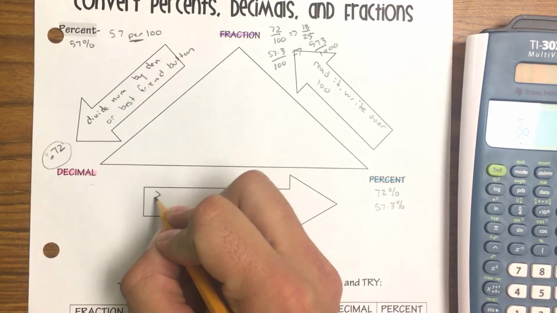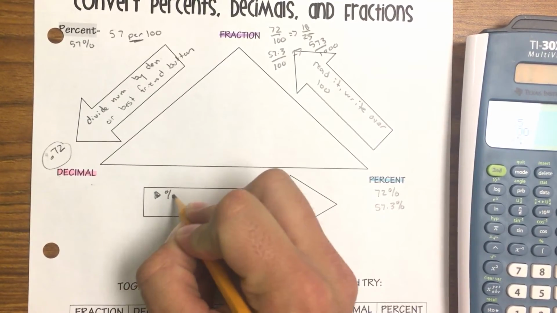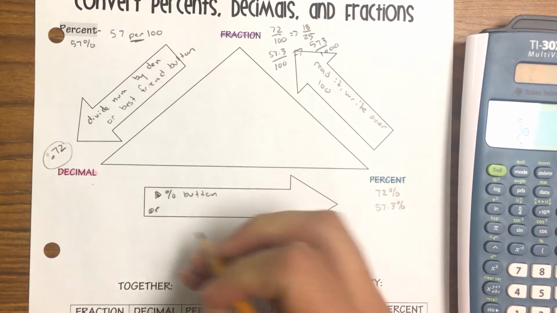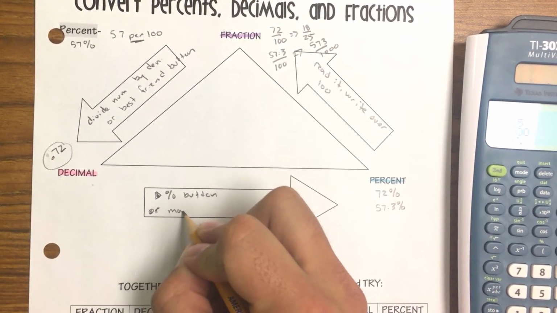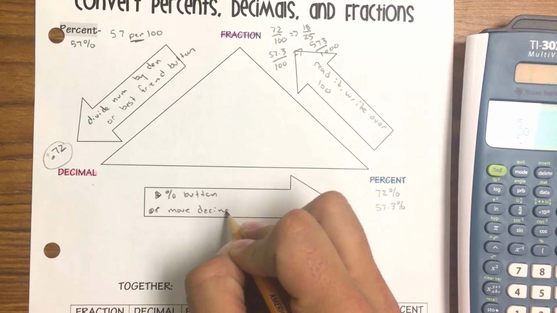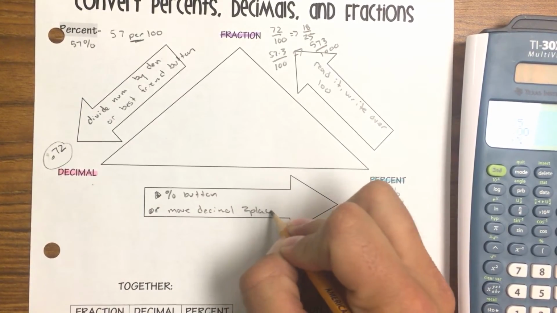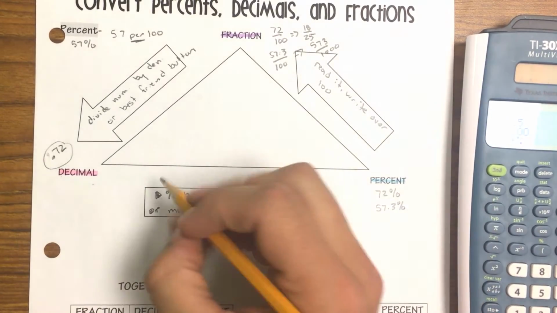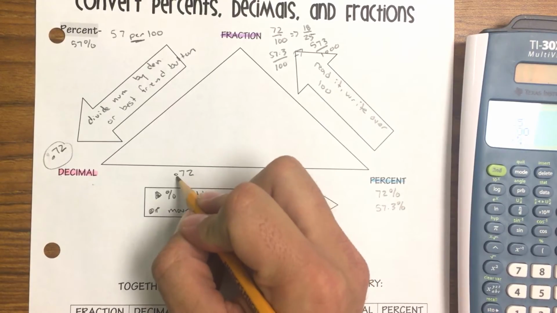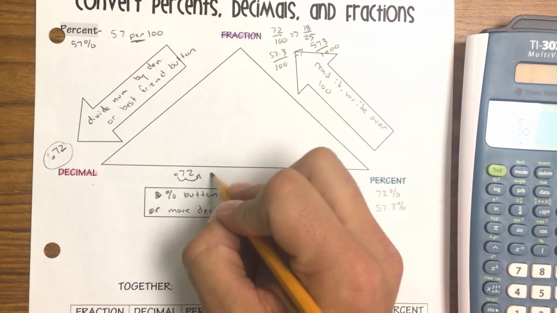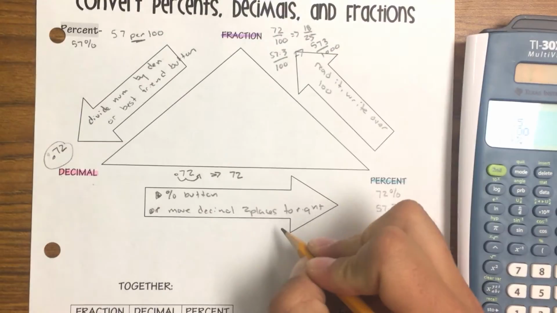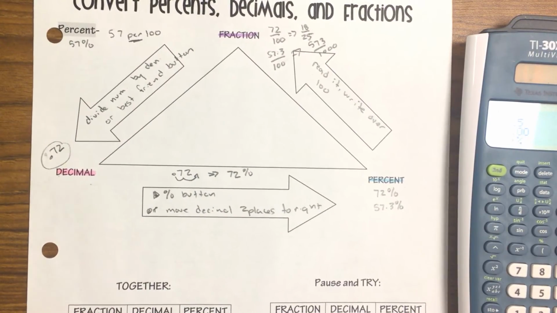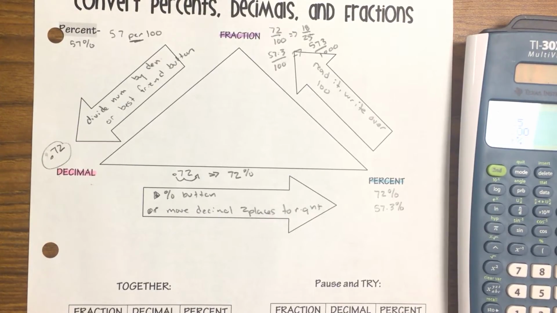So we can either use the change to percent button, or a faster way is just to move the decimal. We can move the decimal 2 places to the right. So 0.72 is 0.72, and if I move it 1, 2 to here, that becomes 72, and I just put the percent sign after it. 0.72 becomes 72%.